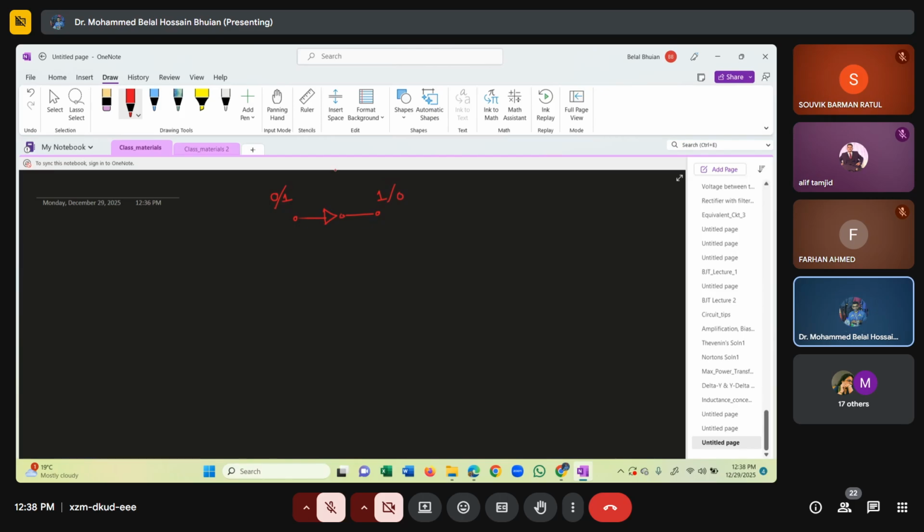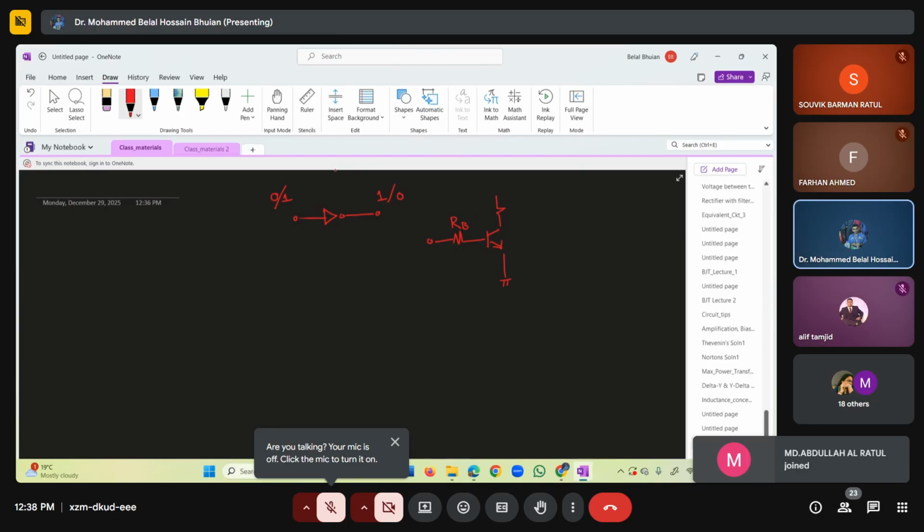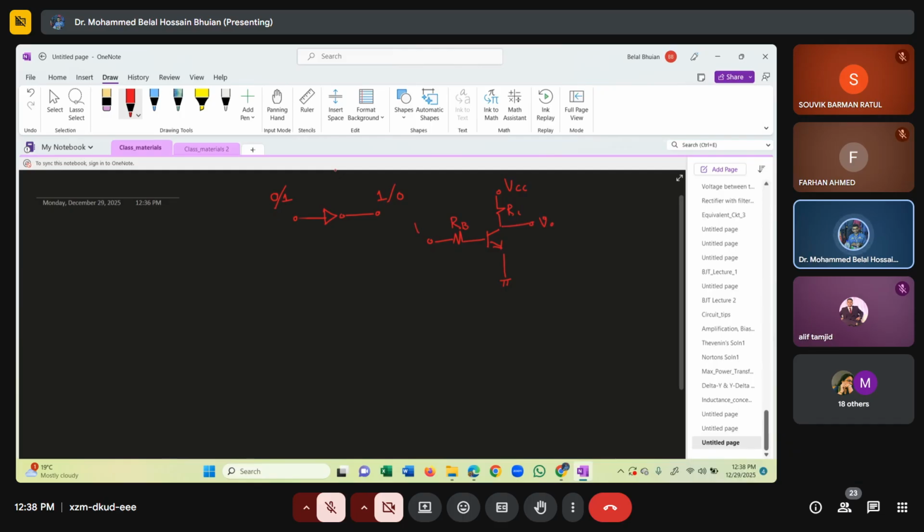Physically, we said that it can be implemented two ways. It can be implemented using this circuit, like this, consisting of BJT. So let's say RB, RC, VCC, and this is where we take our V naught, and this is where we apply the signal VI. On the other hand, if we employ MOSFET, that should look like this.